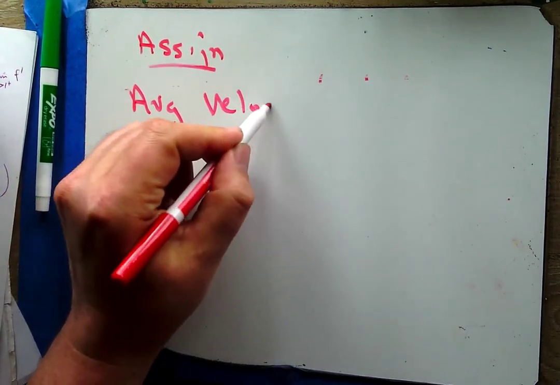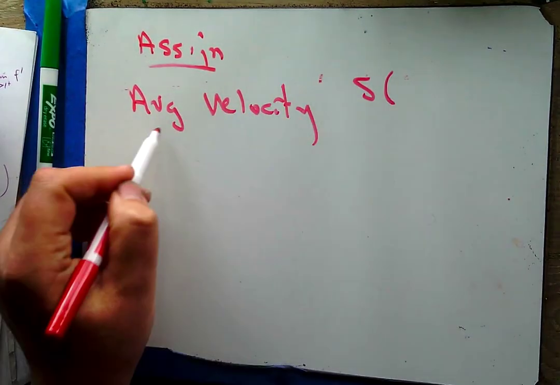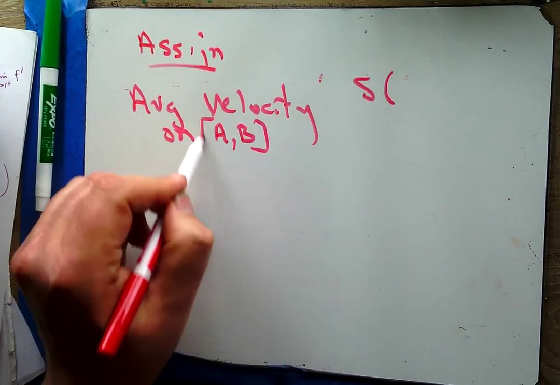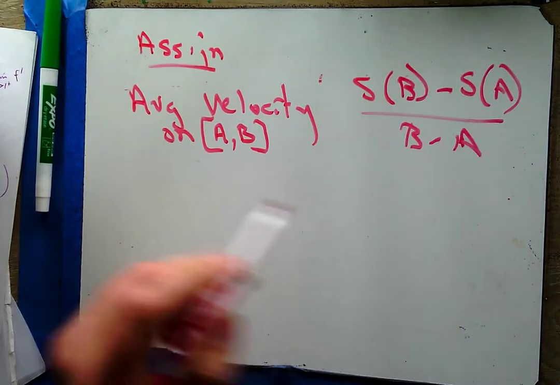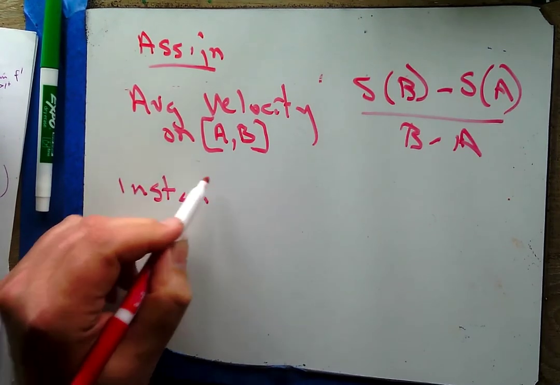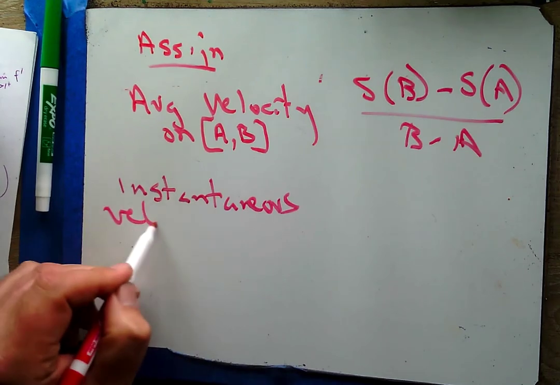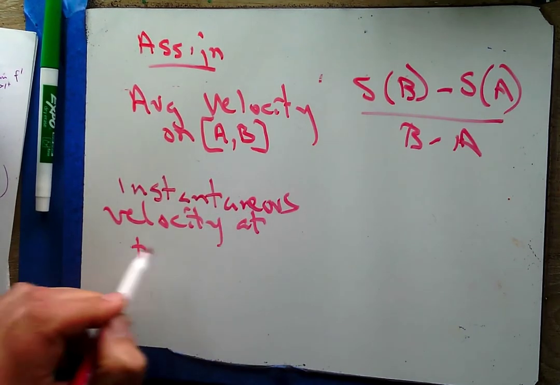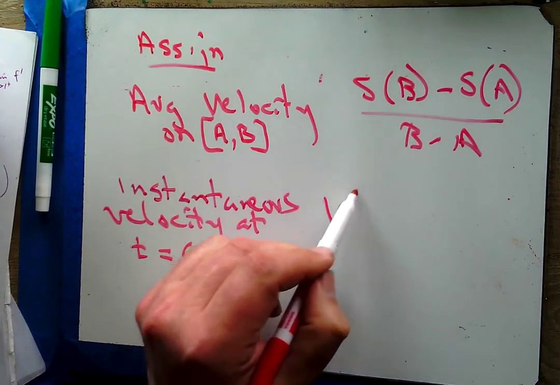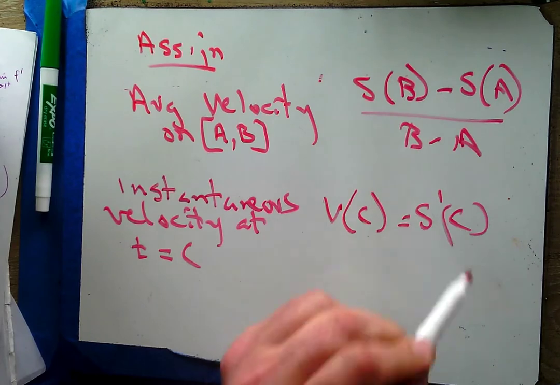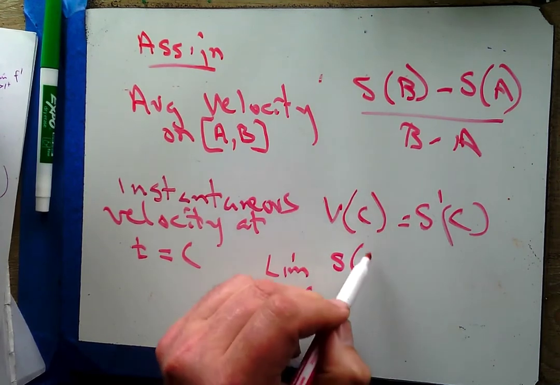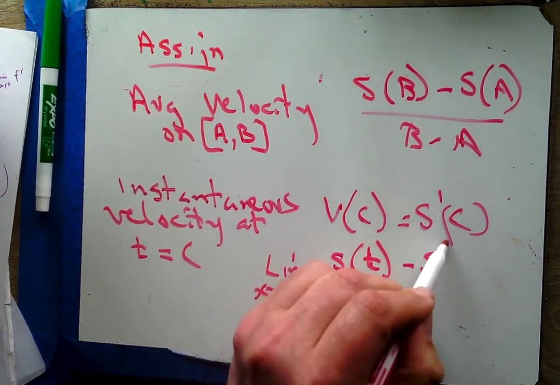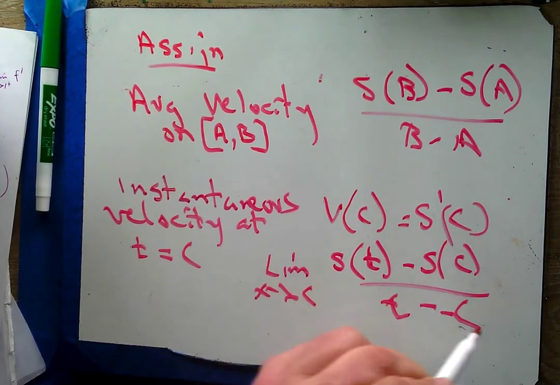If we're talking about average velocity, on A to B, we do s of b minus s of a over b minus a. But if we want instantaneous velocity at time equal to c, that's v of c or s prime of c, or if you wanted limit notation, as t approaches c, of s of t minus s of c over t minus c.